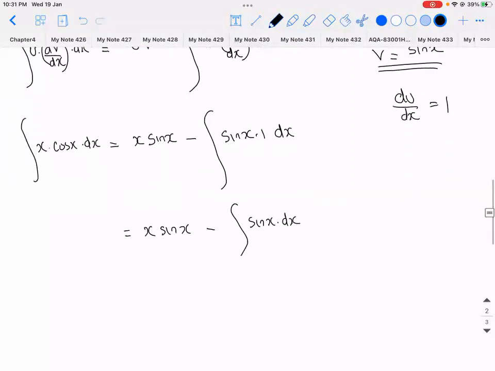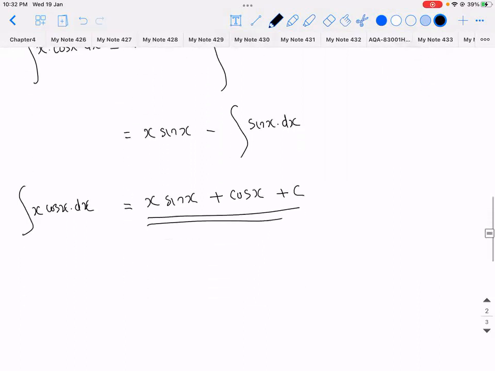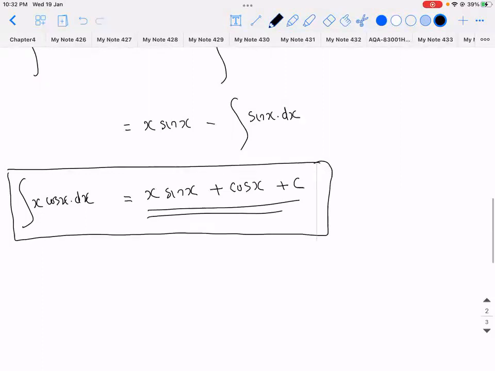So what is the integral of sin x? The integral of sin x is minus cos x, so minus times minus becomes plus cos x plus c. So the answer for this question: the integral of x cos x dx is x sin x plus cos x plus c. So that is the idea about this question. Any confusions? We'll do one more question similar to this, then we'll get a clear idea.